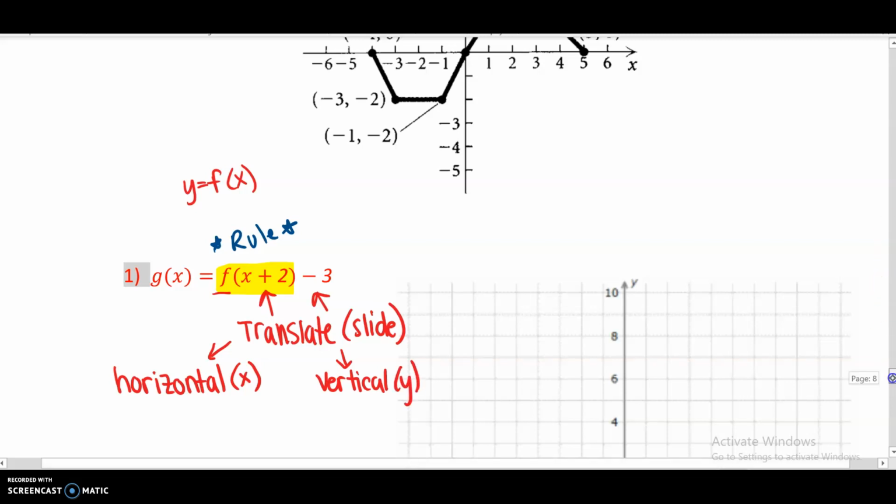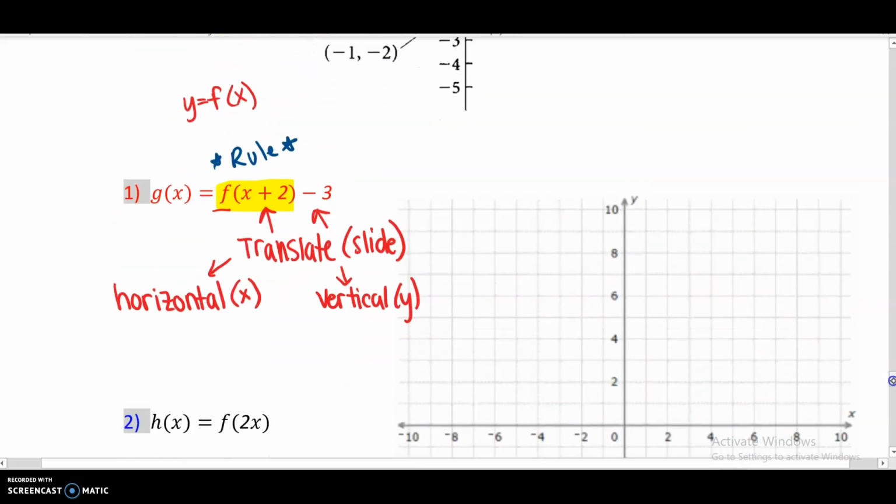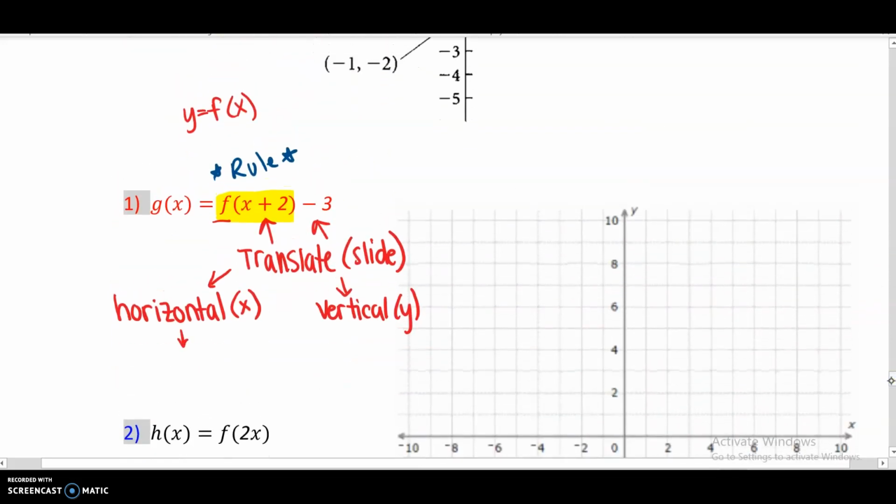Other things we should know is horizontal translations are going to do the opposite of what they look like. So although this says plus 2, it's actually going to move to the left 2 units. That's because this function is in terms of y. The x is not isolated. Whereas this vertical translation does what you think it does. It moves down 3 units.